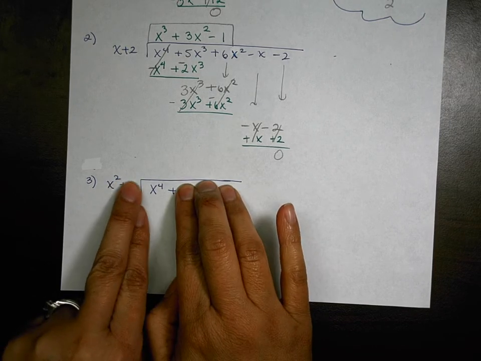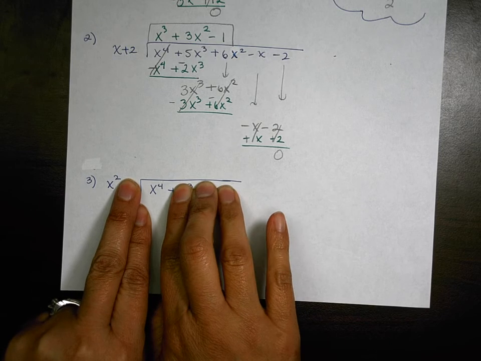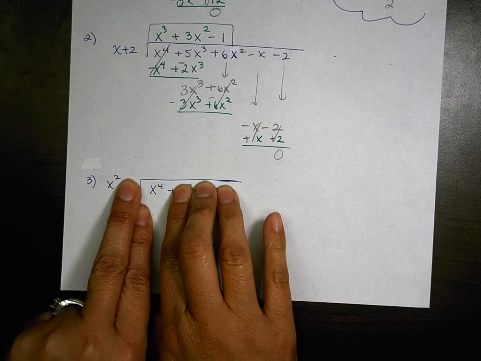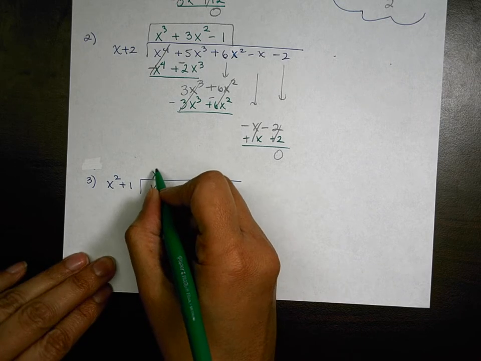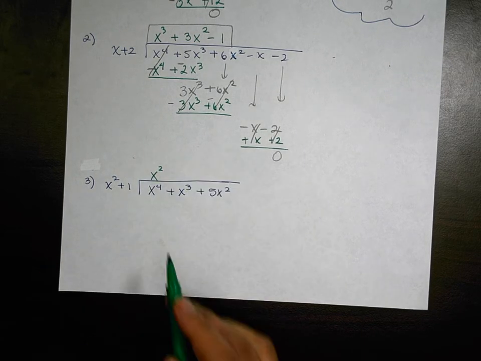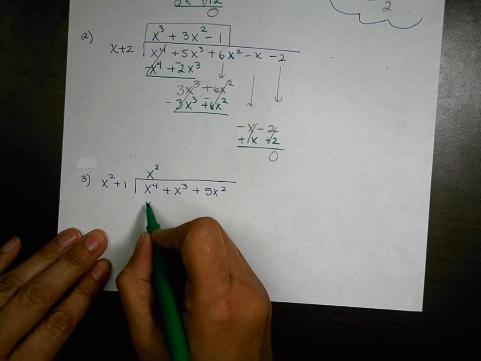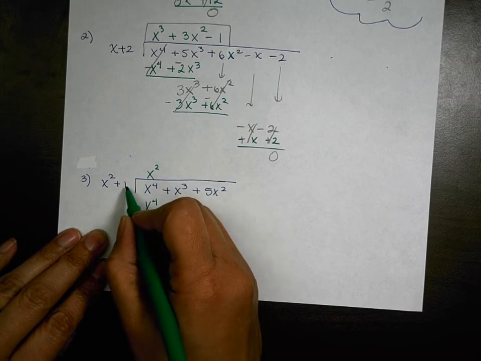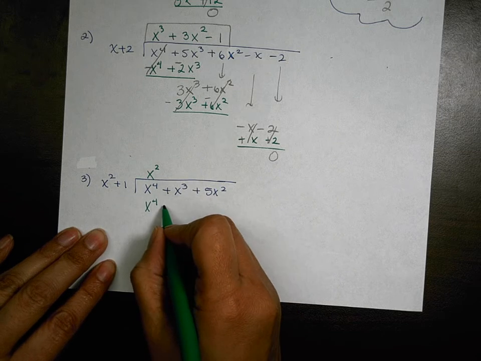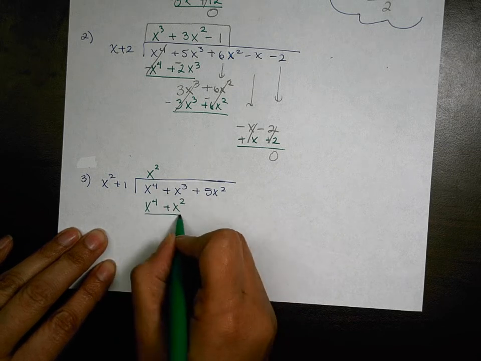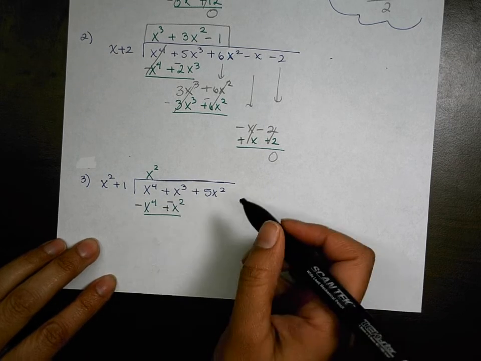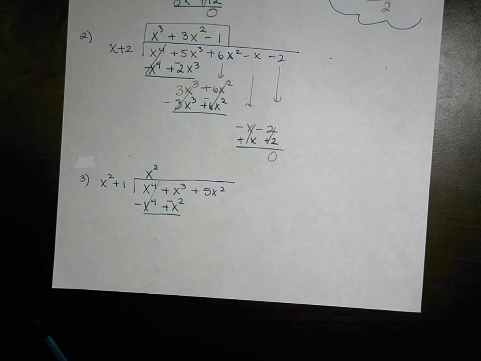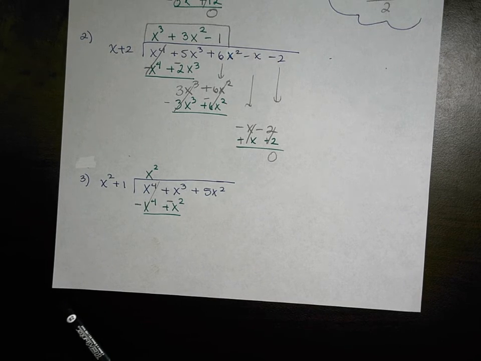X squared times what is x to the 4th? X squared, do we all agree? Okay, x squared times x squared is x to the 4th. Distribute then to the next term. X squared times 1 is positive x squared. Change our two signs, minus and minus. Does the first one cross out like it should? All right, what's wonky about this one that hasn't happened on the last two?